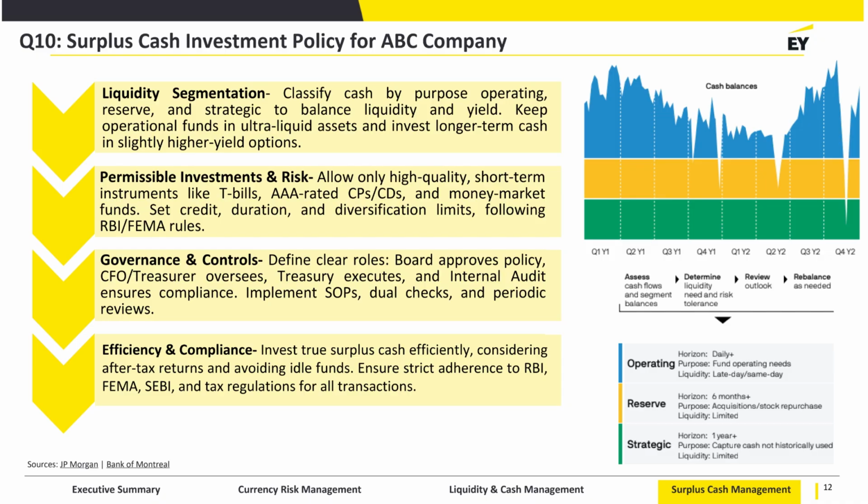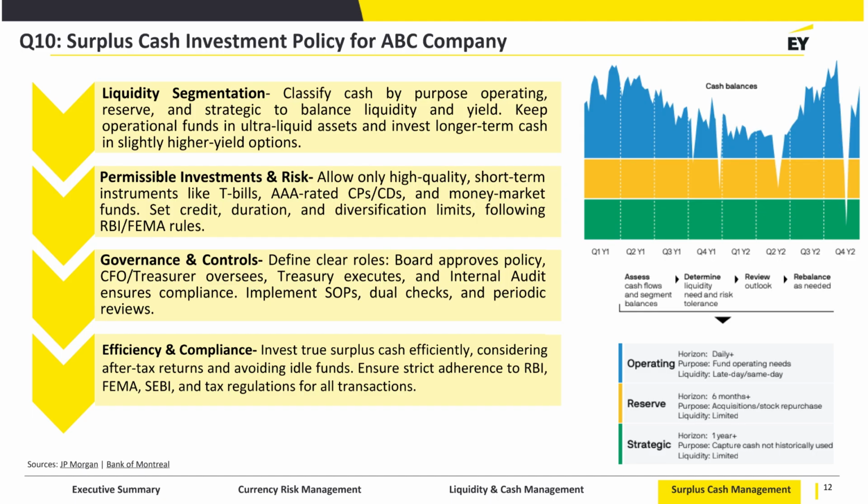Overall, it can be divided into 4 steps. Firstly, segment cash based on its liquidity. Secondly, outline the permissible investments and risk appetite and tolerance levels. Thirdly, enforce various governance and control measures to ensure smooth execution of these policies.